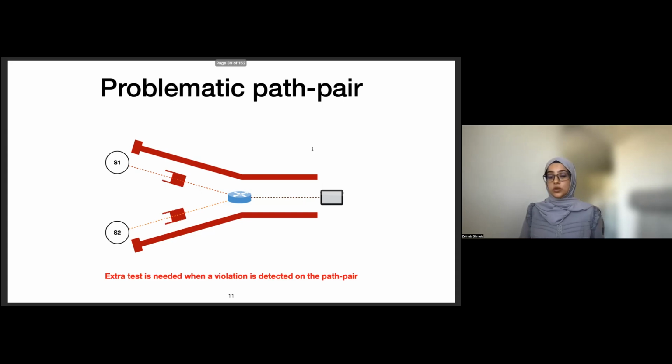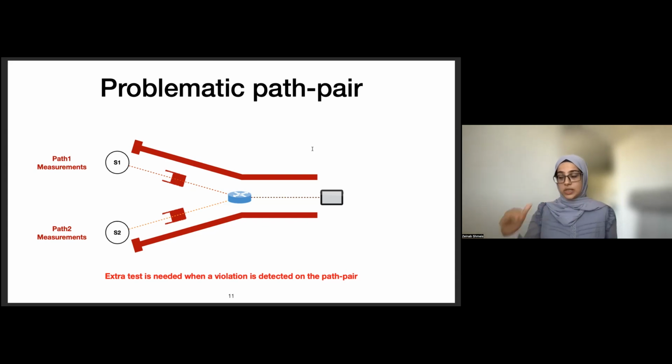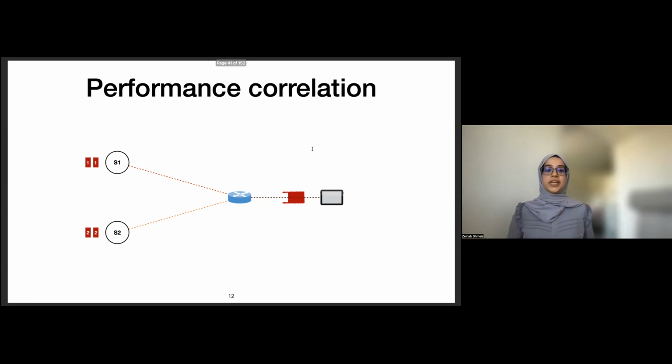So given that, we need an extra test that can detect that the violation is on the common link. What do we use? We use the fact that WIHI told us there is a policer, so Netflix traffic has worse performance than non-Netflix traffic. And we use the loss measurements that we get from both servers, the path loss measurements, and we try to search for what we call performance correlation.